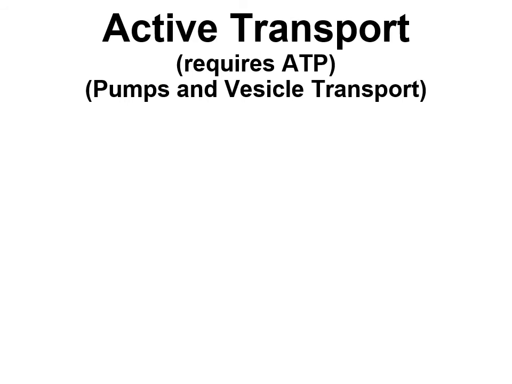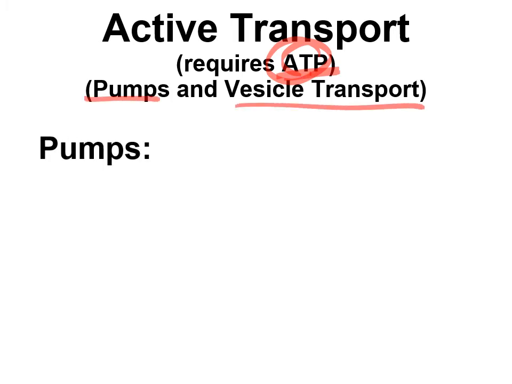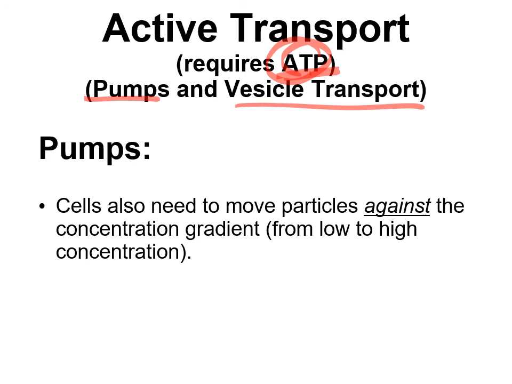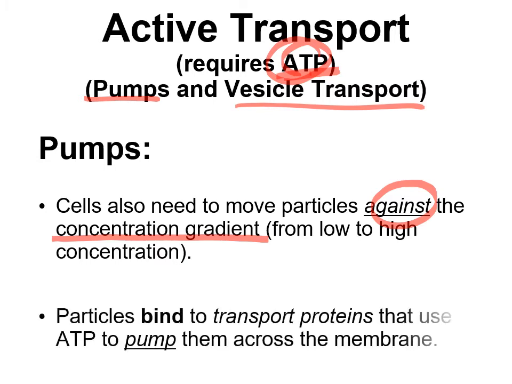All right, active transport. This requires the energy molecule that cells use called ATP, and we're going to look at it with pumps and with vesicle transport. So pumps, as their name would suggest, pump things from one side to the other, and they're moving against the concentration gradient. So this is not passive. You have to put energy in if you want things to move against a concentration gradient. They always want to, on their own, move from an area of high concentration to low concentration. So if you want to fight that, you've got to spend some energy.